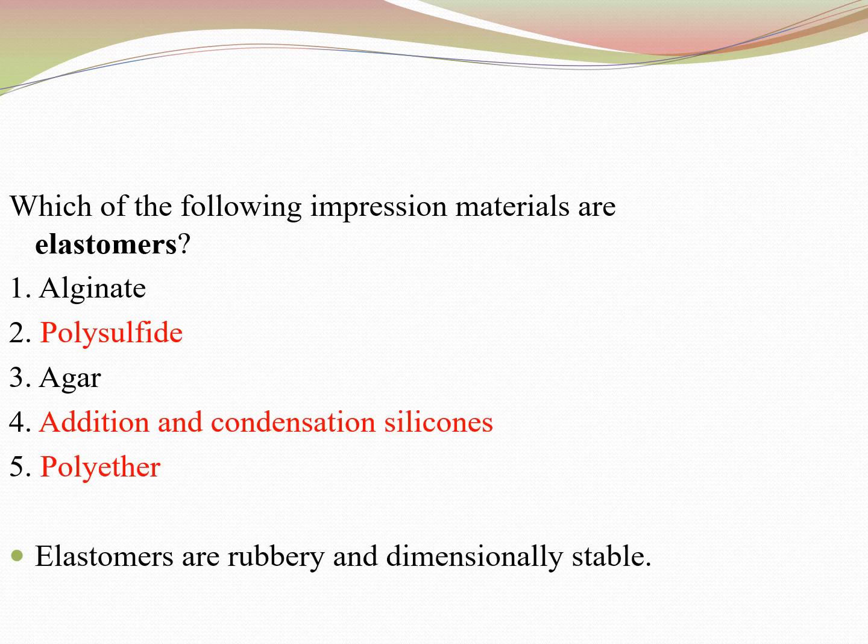Which of the following impression materials are elastomers? Think of these as elastics. Elastomers are rubbery, but they're dimensionally stable. These elastomers are usually used for a denture impression or a crown and bridge impression. It's not like the use of your alginates. Your alginate material actually has the agar. Those two are why they are not selected. The polysulfide is most often used for dentures. The addition and condensation silicones are used more for crown and bridge impressions. And a polyether is also used more for a crown and bridge impression.